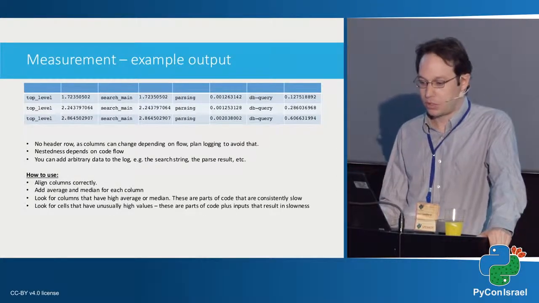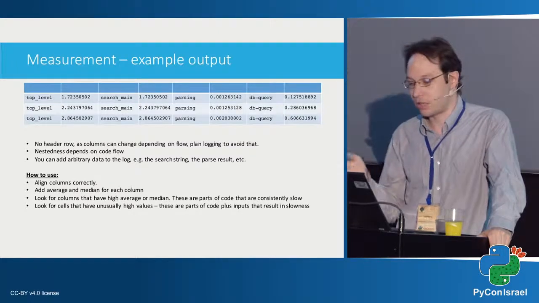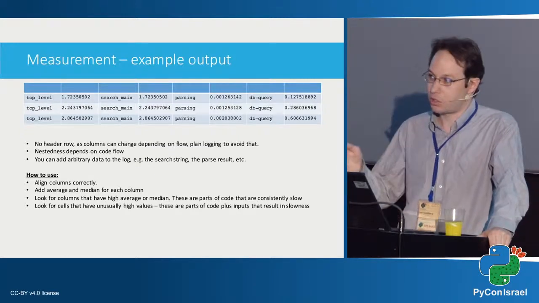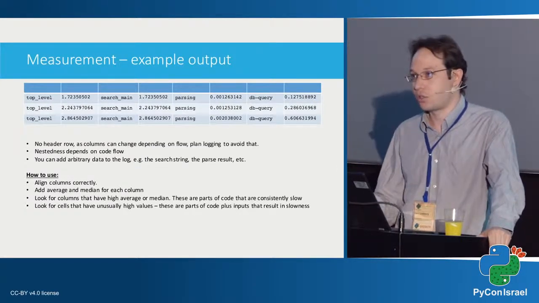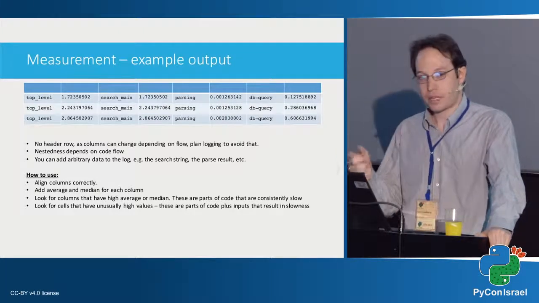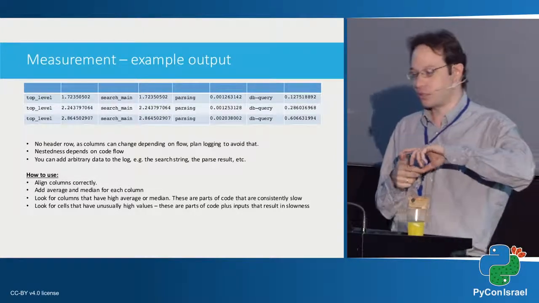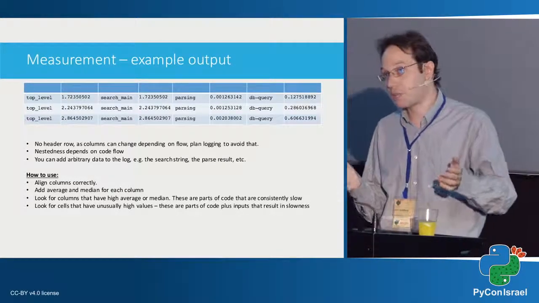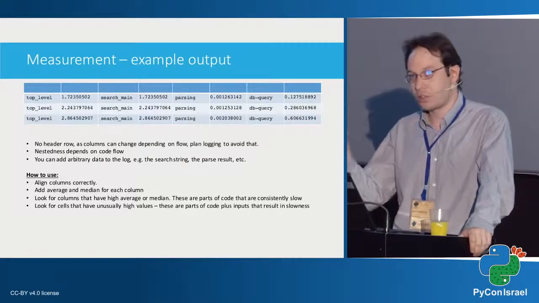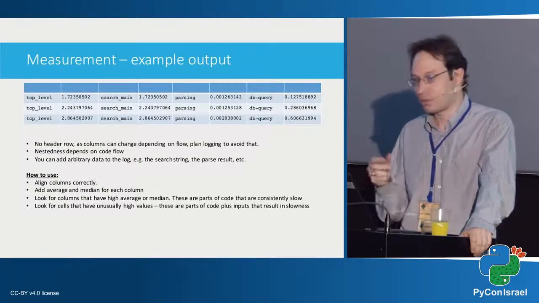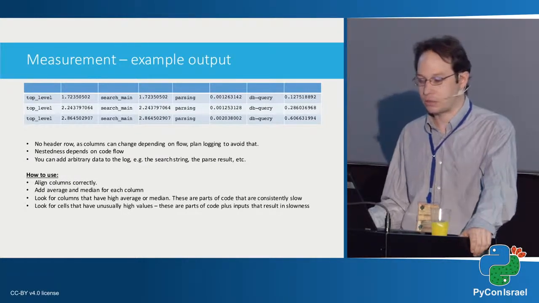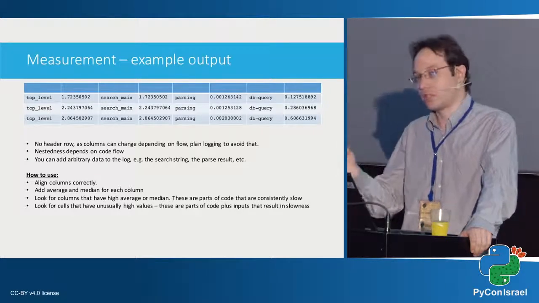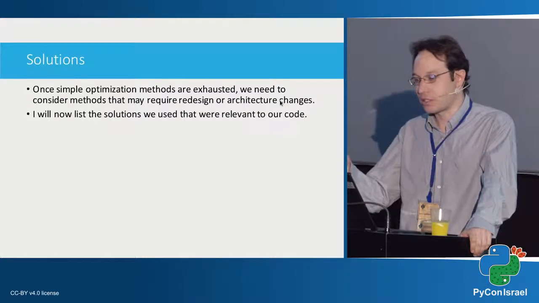The first thing I would look for is columns that have a very high median. These are columns that are almost always slow. Then I would look for columns that have a high average. These are columns that in some cases are slow. And then I would look for cells that have high values. In those, the process itself might be okay, but for some specific search queries, this particular user asking this particular search query would have a slow experience. So that's how you would go about saying that in X percent of the cases, this area is slow.